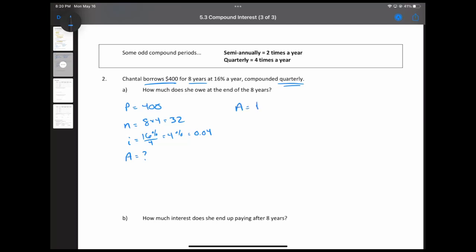So A equals P times 1 plus I to the exponent N. That's 400 times 1.04 to the exponent 32. BEDMAS says do that exponent first. So 1.04 to the exponent 32 gives us a number about 3.5, and multiply that by 400. And it looks like Chantel is going to owe $1,403.22.